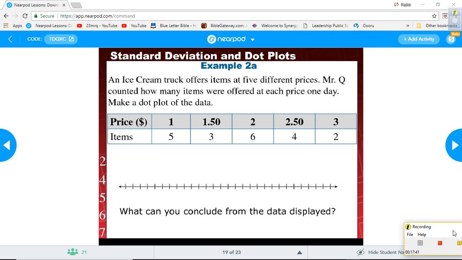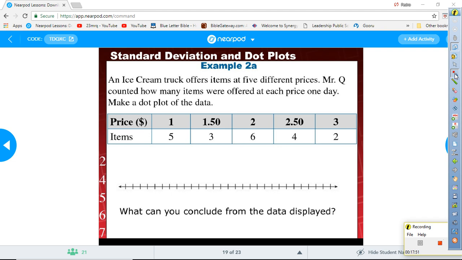So let's move on to dot plots. Write your utensils down, look up to the screen. This is very simple. Pretty much they give you a table, and all you have to do is translate that into a dot plot to see the frequency. And then from there make decisions as to what the data is about. So look at example 2.